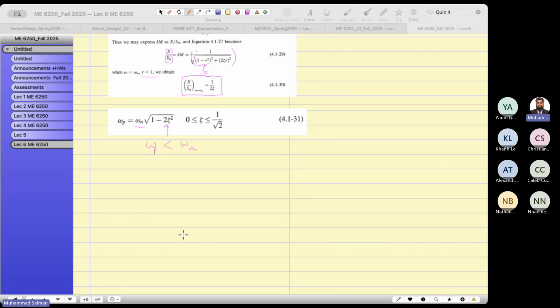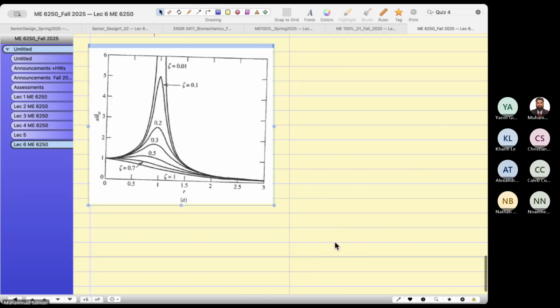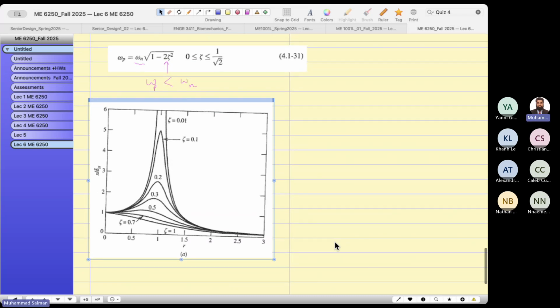What I'm explaining here, in this graph you will see this r equals, this is a little bit crooked. This is zeta equals 0. As zeta goes smaller and smaller, the amplitude of the mass increases rapidly, and when zeta is approximately 0, the amplitude goes to infinity.